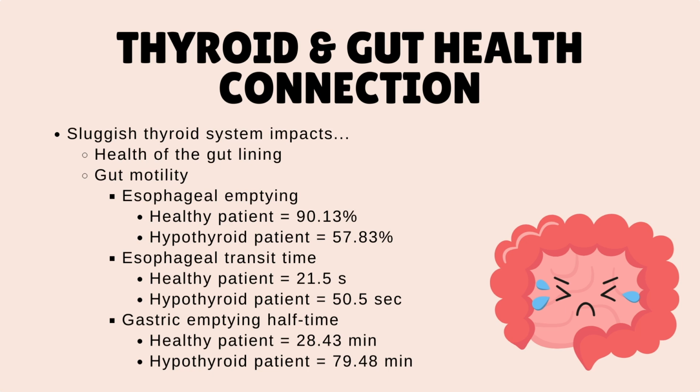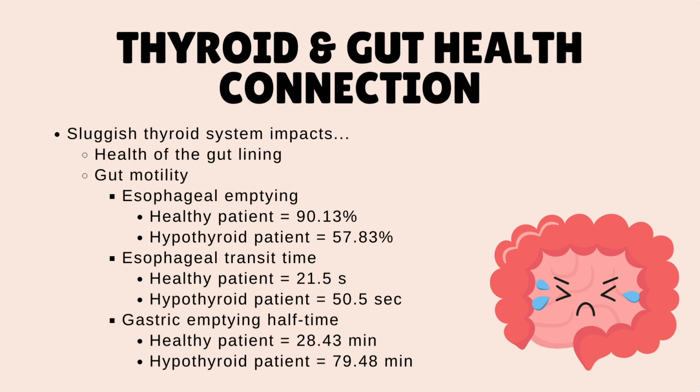Comparing the esophageal transit time, the healthy patient only took 21.5 seconds, whereas the hypothyroid patient took 50.5 seconds. Again, the longer something takes to move through, the more opportunity there is for overgrowths. And this one was huge. The gastric emptying time: the healthy patient was 28.43 minutes, whereas the hypothyroid patient was 79.48 minutes.